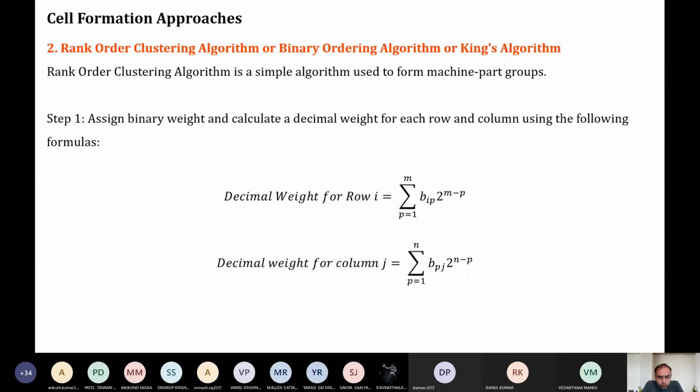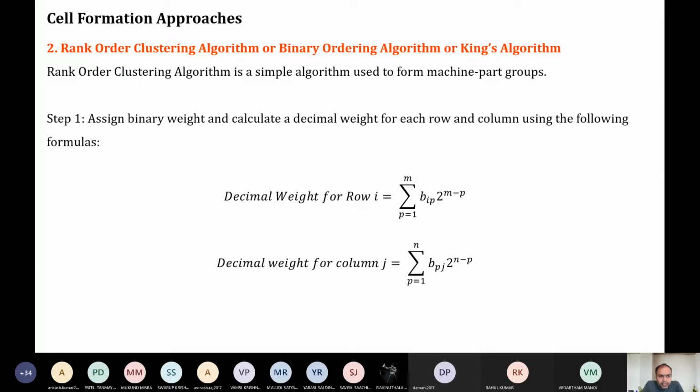Here, this algorithm will be used for arranging the machines into some group, or we call it a cell, depending upon the components you are going to manufacture. So the basic idea is to put the machines in one single cell, or in multiple cells, depending upon the product you are going to manufacture.